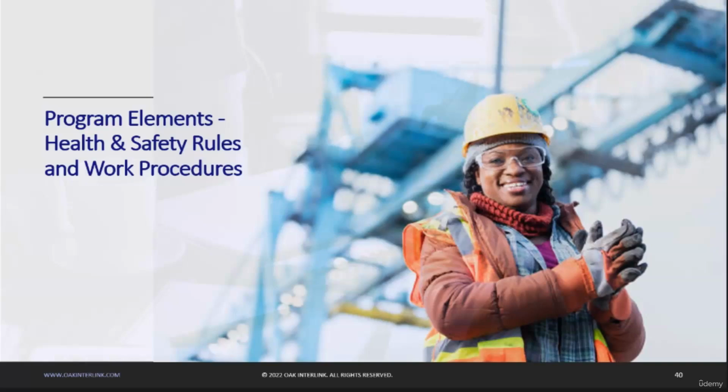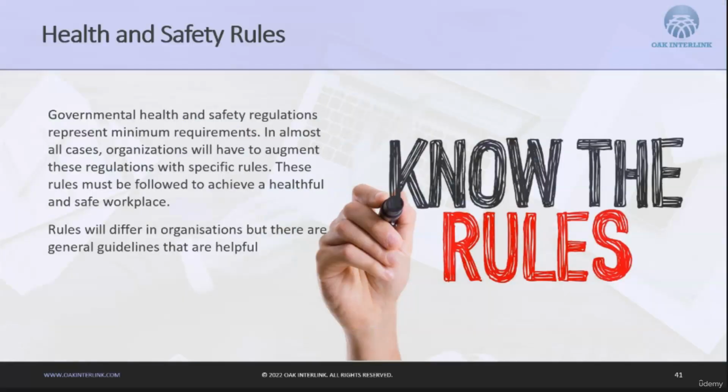Health and safety rules as well as work procedures form part of the program elements that help to achieve the goals of having a safe and healthy workplace. So we're going to look at some of those health and safety rules and how to go about ensuring that you appropriately set health and safety rules within your organization and also establish correct work procedures.